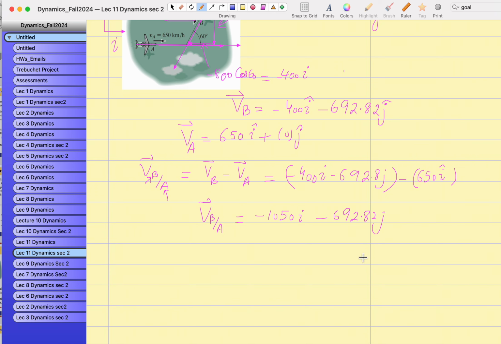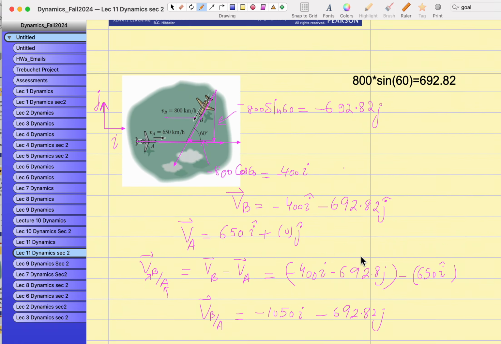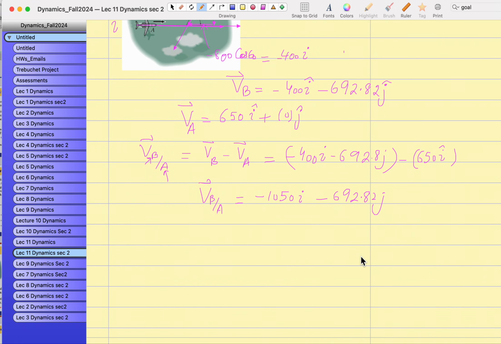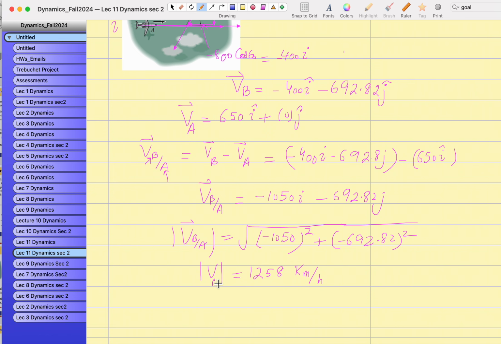Do you understand that? The question is to find the velocity vector. I want to find the magnitude as well as the theta angle. How do you find the magnitude if you are given the i and j components? You use the magnitude formula for orthogonal components. This is the magnitude, which is equal to 1258 kilometers per hour. This is the unit.